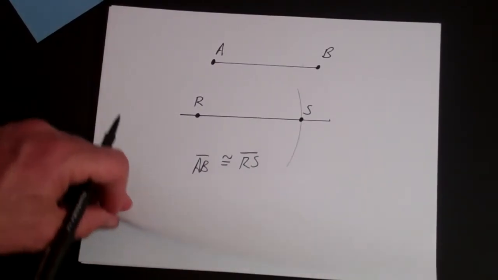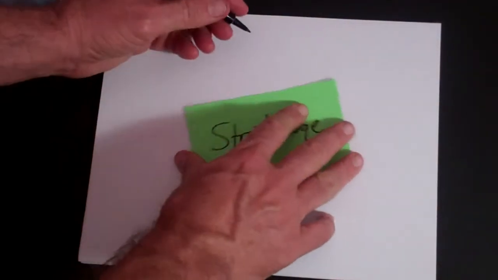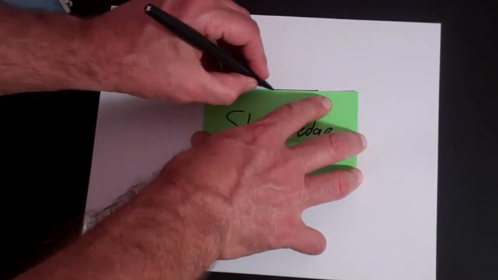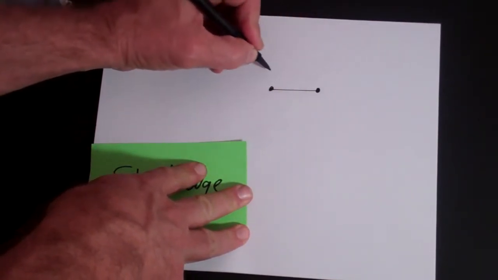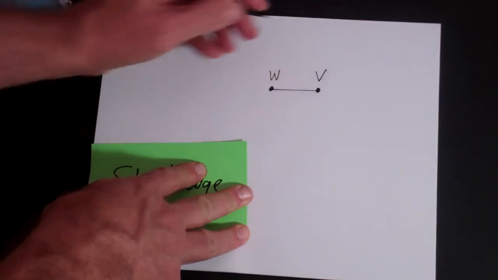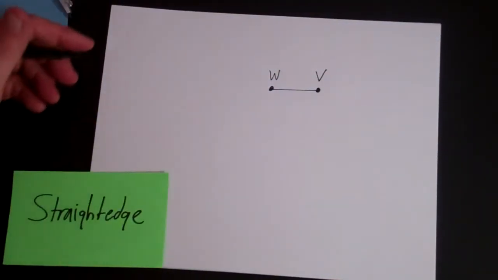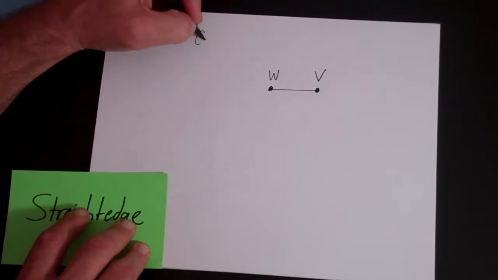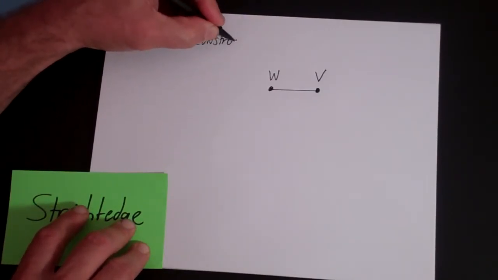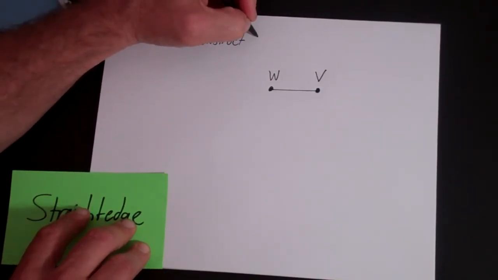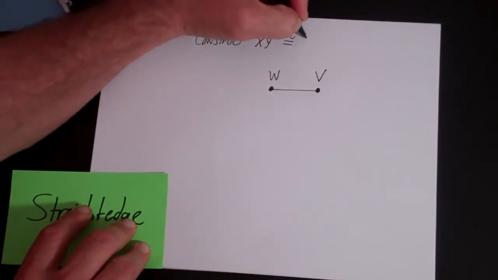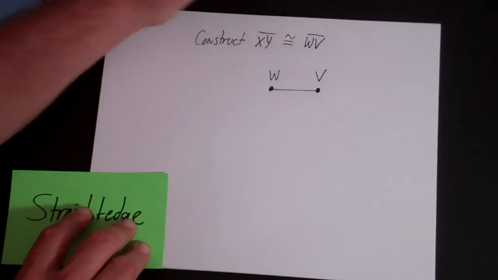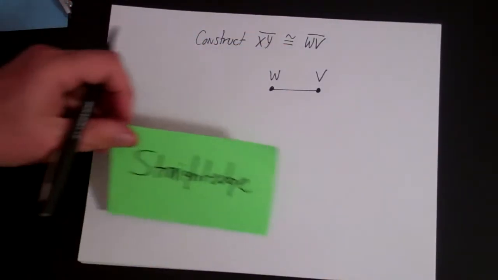Let's look at that one more time. Again, let's use our straight edge. Let's draw a smaller one this time. Let's call this WV. And let's construct XY so that it's congruent to WV. And congruent segments are just simply segments that have the same length.